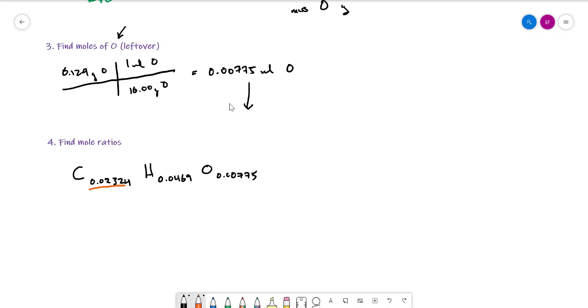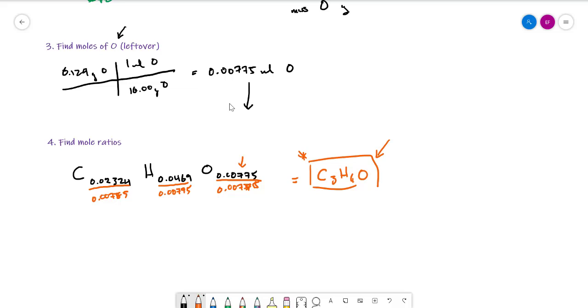before in the percent composition case was just divide all of these by the smallest number to try to get whole number multiples. In that case, the smallest number is the 0.00775. So let's divide all of our numbers here by that 0.00775, and let's see what that gets us. So that's going to yield this C3H6O. Okay, so that's a nice whole number ratio.